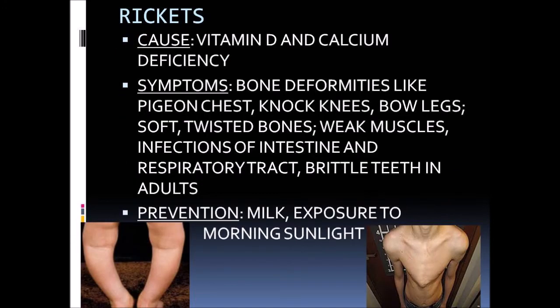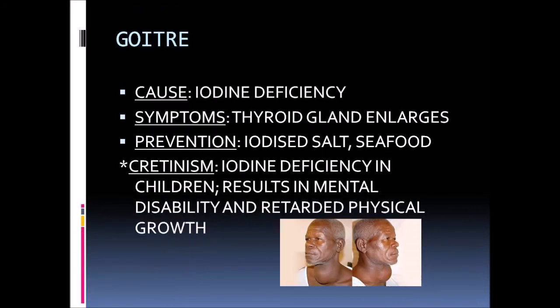Rickets is a disease that occurs due to the deficiency of either vitamin D or calcium or both. The disease affects bone health, resulting in protruding ribs called as pigeon chest, soft, bent and twisted bones of legs, weak muscles and poor teeth. This can be prevented by intake of milk and milk products and exposure to morning sunlight that helps in preparing vitamin D.